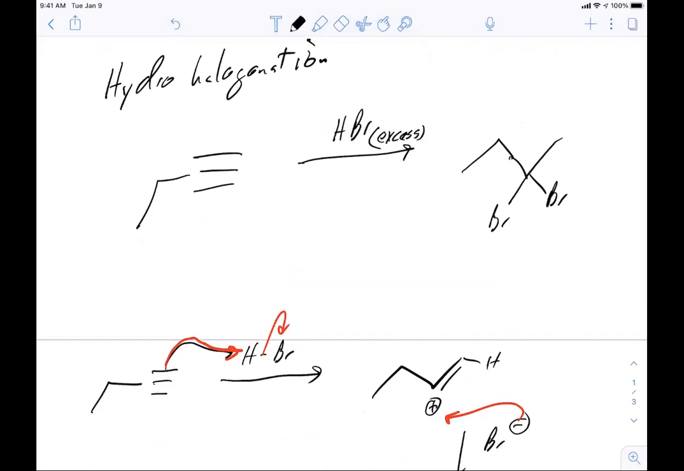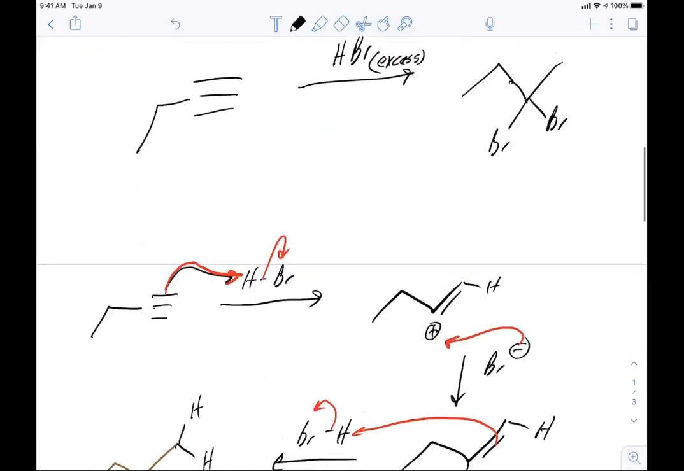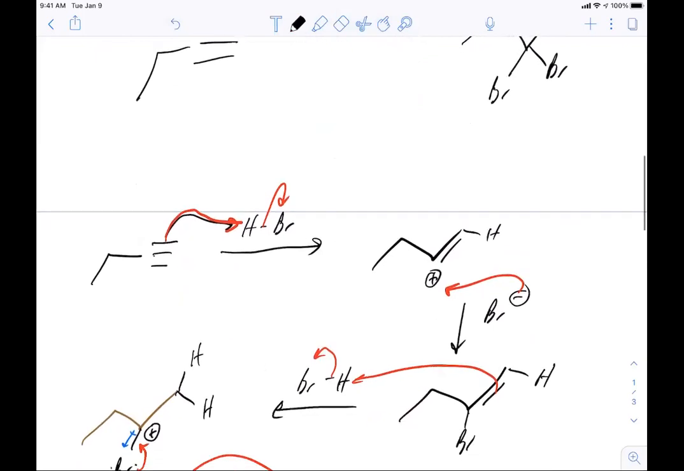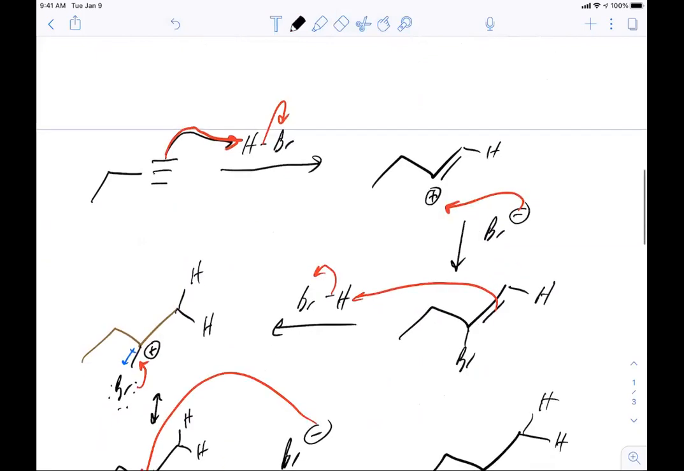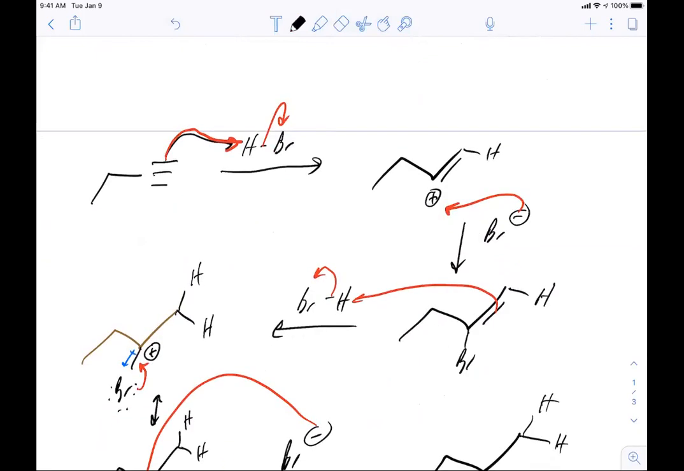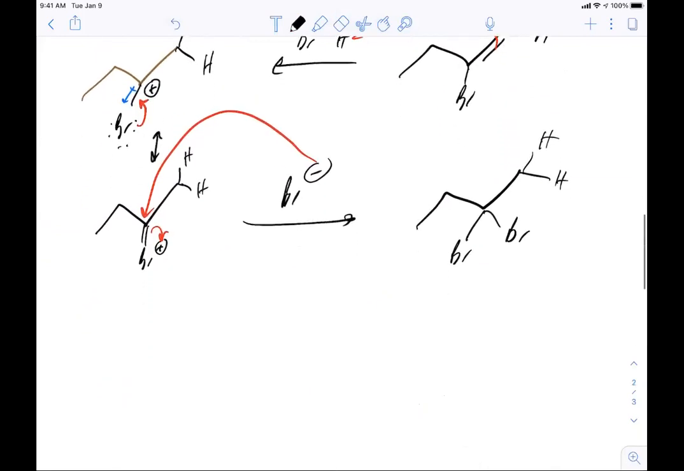It is possible to add one equivalent to this and end up with the intermediate. The second step is somewhat faster than the first step, so it's usually not seen. Let's put it this way, it's hard to get a good yield of the intermediate where we have one bromine attached. It's possible, but it's difficult. So what you usually see here is just an excess, and you add HBr across that double bond.